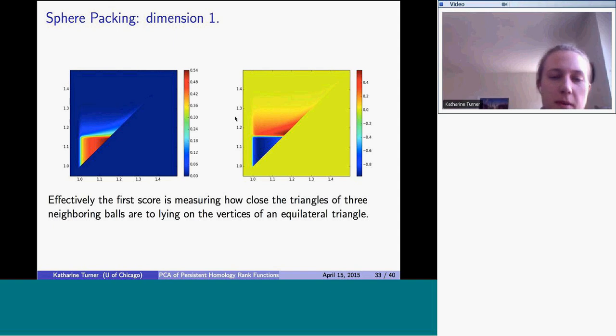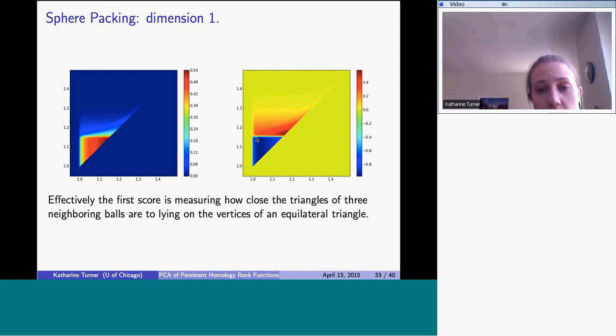So also at dimension 1 instead of dimension 2. So dimension 1, I mean H1. So this is looking at the H1 persistent homology rank functions. This is all of them, not just crystalline and disordered. So you can see that the feature that comes out is this triangle in the mean, which is the thing on the left. The thing on the left is the mean, and it corresponds to when 3 neighbors are on an equilateral triangle.